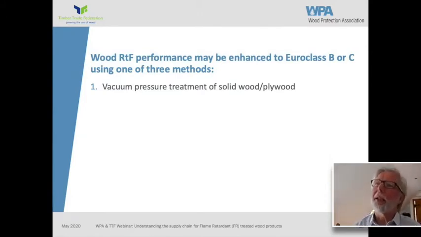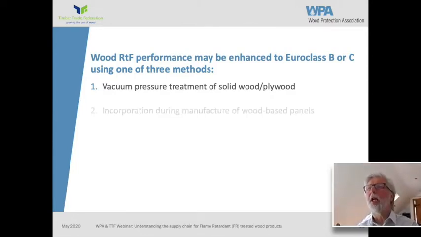So how can you enhance the flame reaction to fire performance of a wood-based product to Euroclass B or C? Well, there are three methods. The most traditional is the vacuum pressure impregnation of solid wood or plywood. You wouldn't impregnate OSB or similar materials, it would structurally damage the material. And that's a well-established technology. The application plants are very like preservative treatment plants.